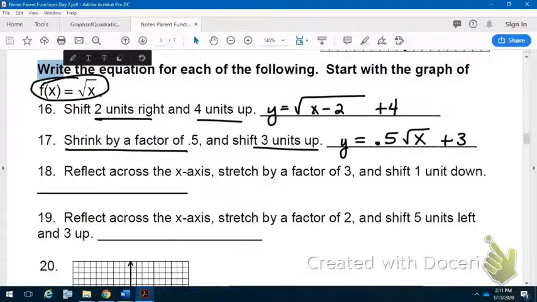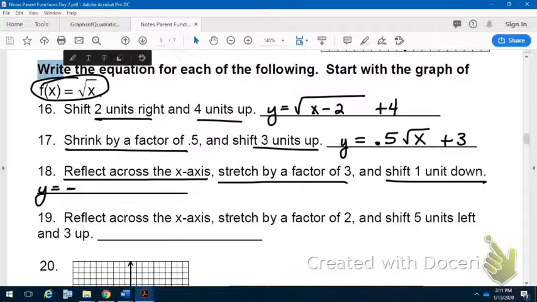So on this next one, 18, reflect across x, stretch by 3, 1 unit down. Again, no left or right. So you have y equals negative square root of x, and then you need a 3 in front because it's a stretch by a factor of 3. The reflection, the stretch, no left or right, and then 1 unit down will be a minus 1, not under the radical.